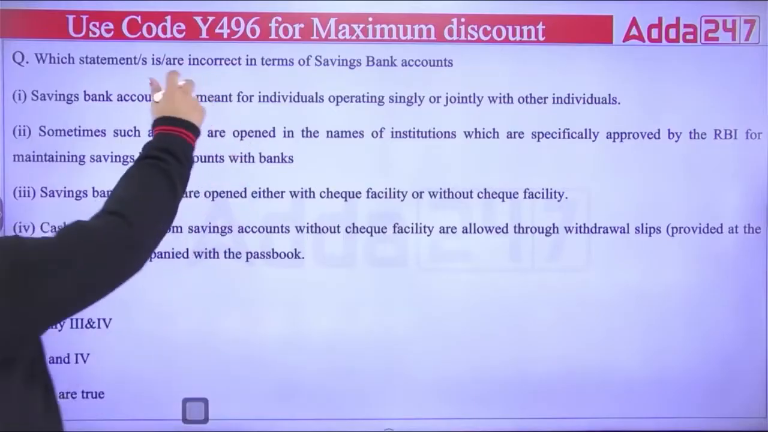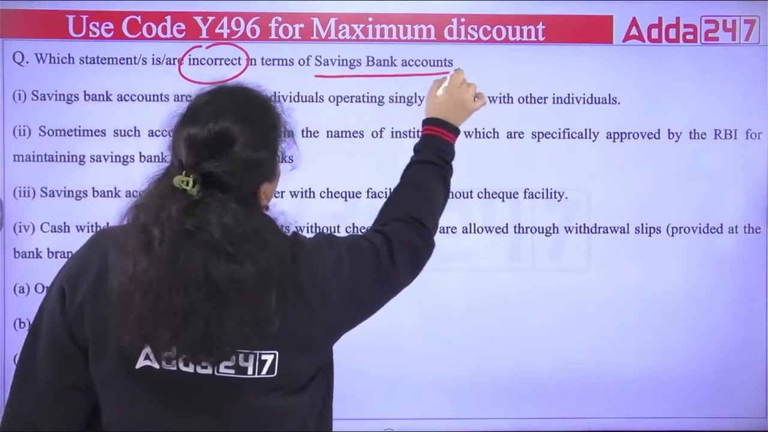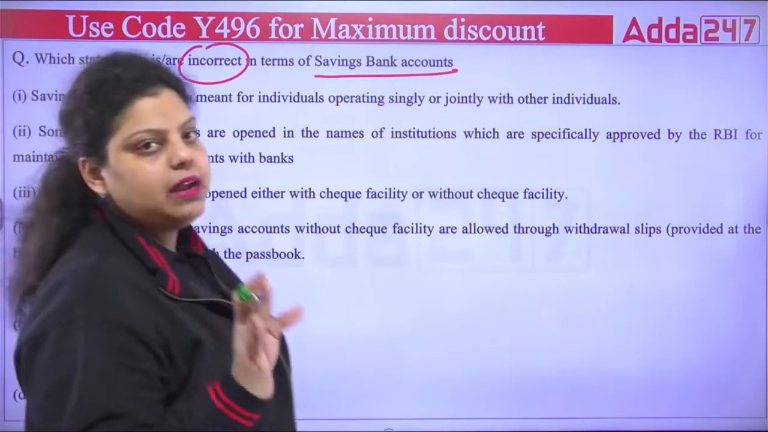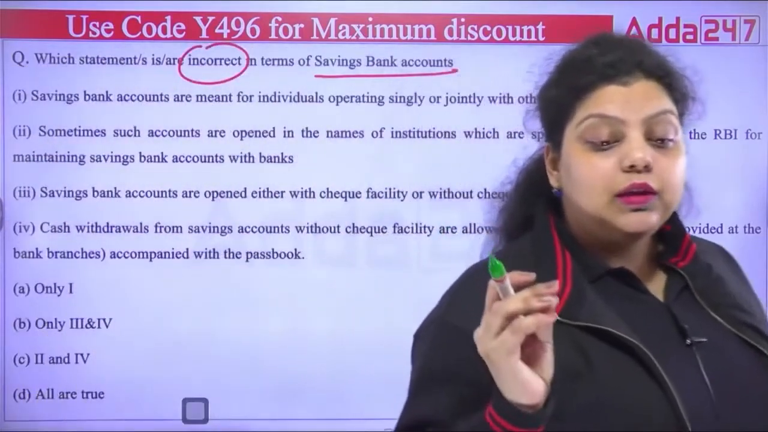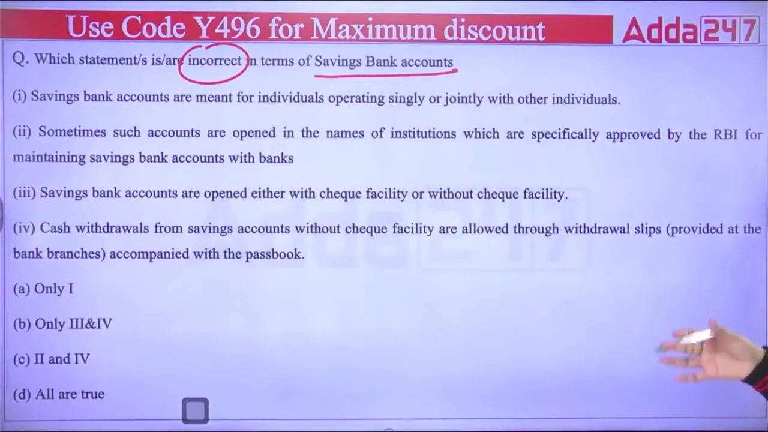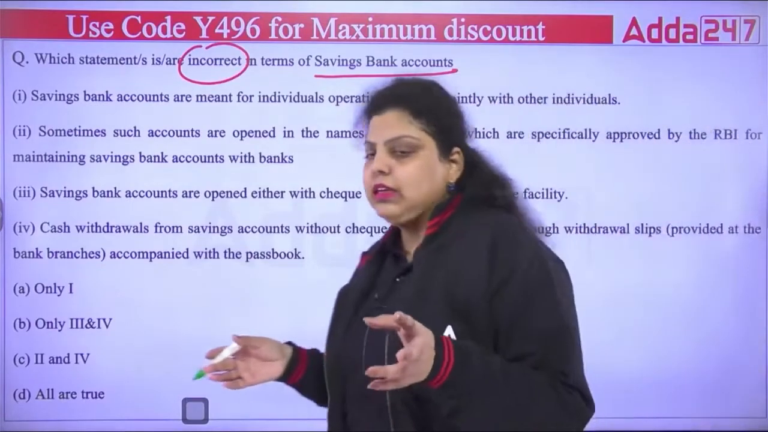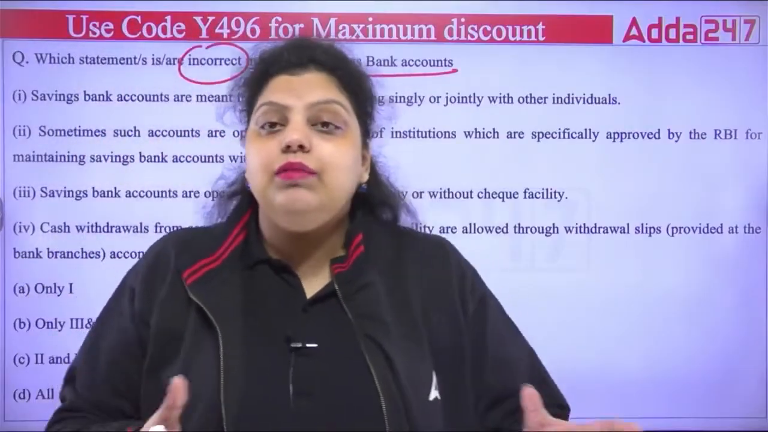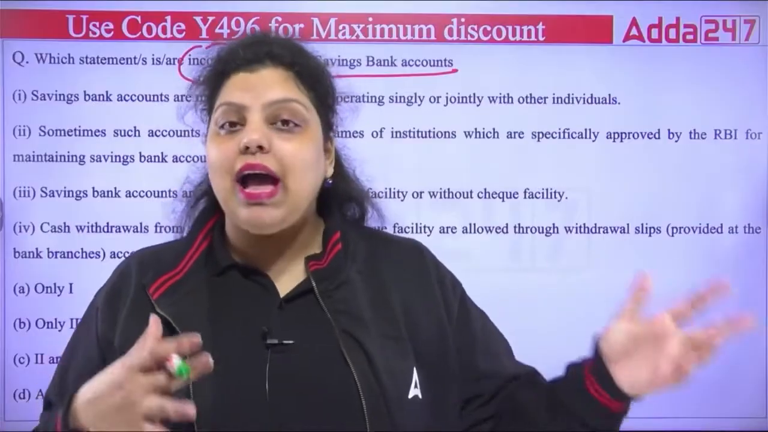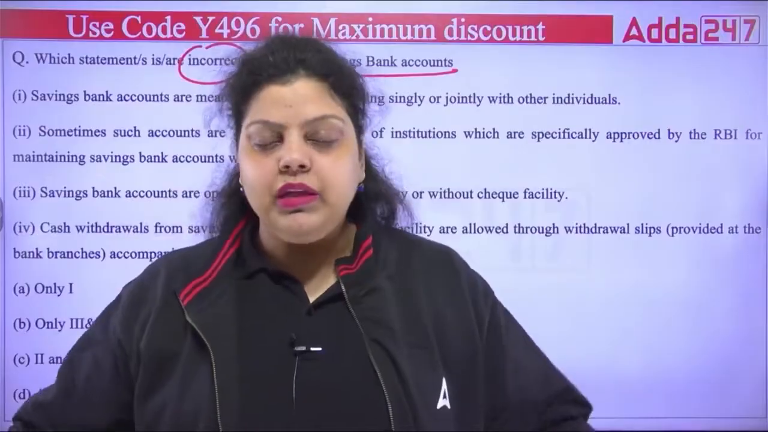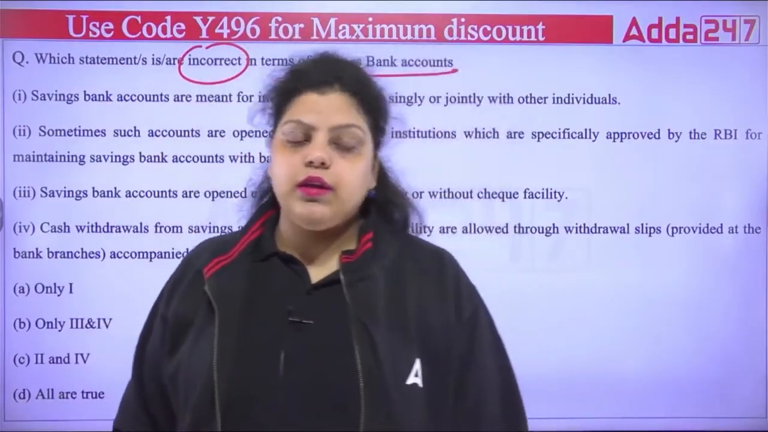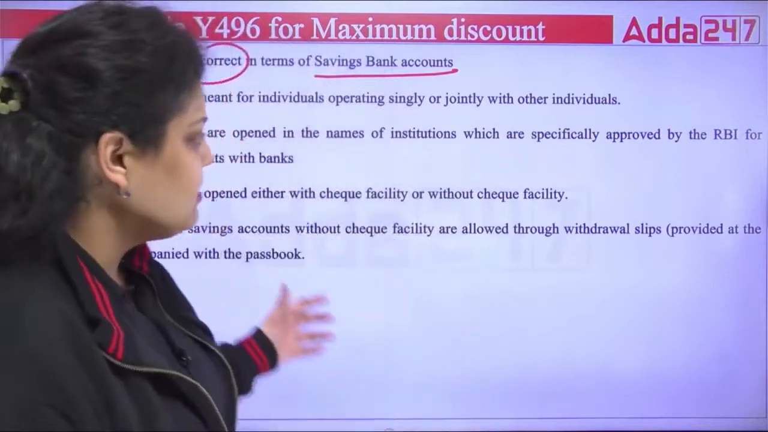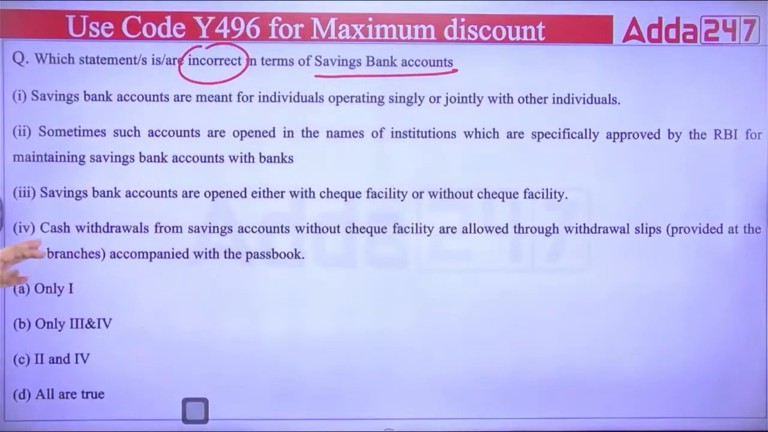which statement is incorrect in terms of savings bank account? So savings bank account is also a type of demand deposit in which individual persons can maintain their amount of money they have for the future requirement purposes. So they save their money, they build the saving habit by having the savings account. And in the savings account, whenever you want to deposit the money, you can deposit. Whenever you want, you can withdraw the money as well.